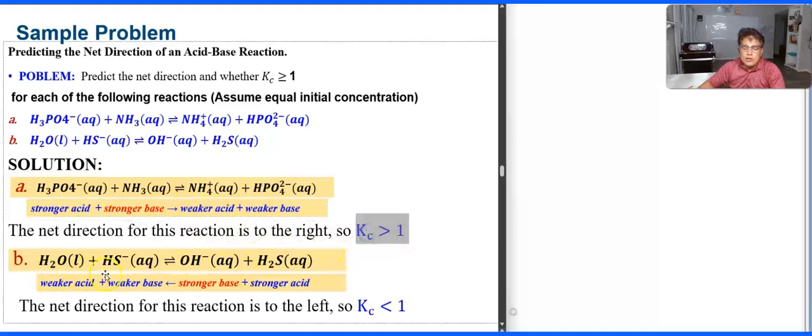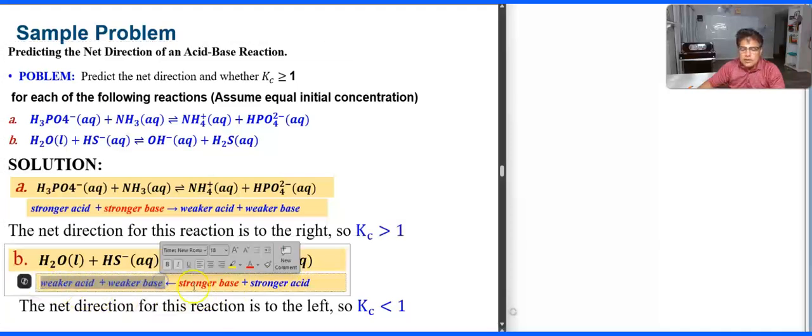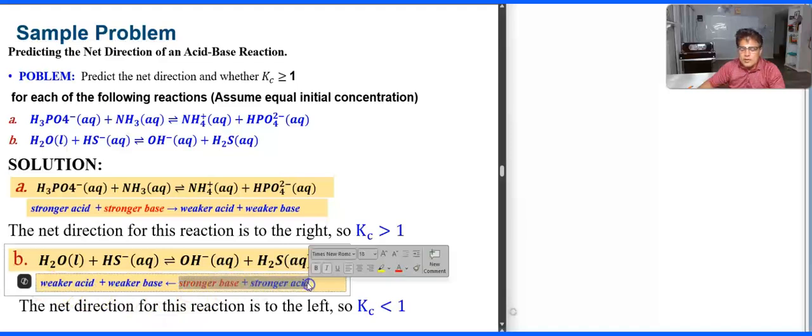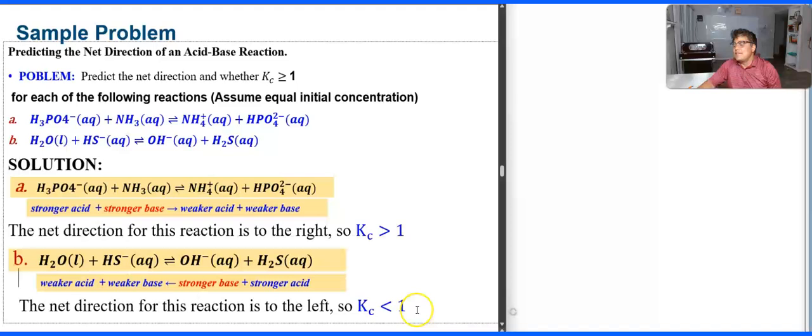So in this case, H2O plus HS minus gives OH minus plus H2S. I think we have done that also. Weaker acid and weaker base give you a stronger acid and stronger base. That's why the reaction shifts to the left-hand side, and Kc is less than 1 then. The equilibrium constant Kc will be less than 1.